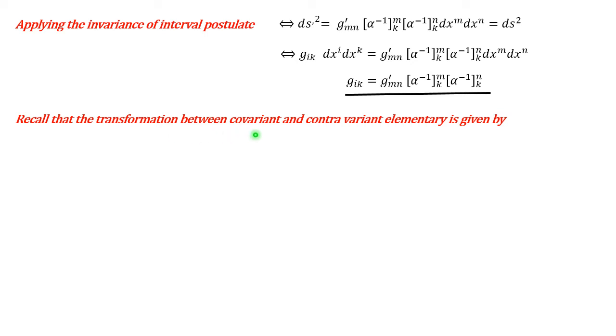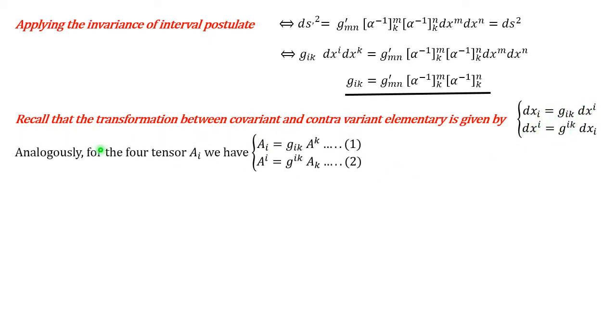Recall that the transformation between covariant and contravariant elementary elements is given by dxi equals gik dxk, and we have here dxi equals gik dxk. So we had seen that this gik matrix can be used to convert from contravariant to covariant and vice versa. That's why we have these two expressions given. So analogously, for the four-tensor A, we have Ai equals gik Ak and Ai equals gik Ak.